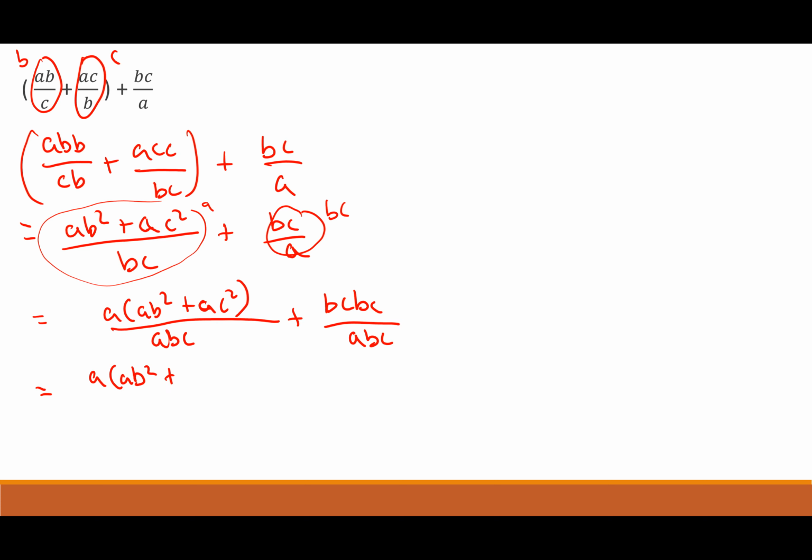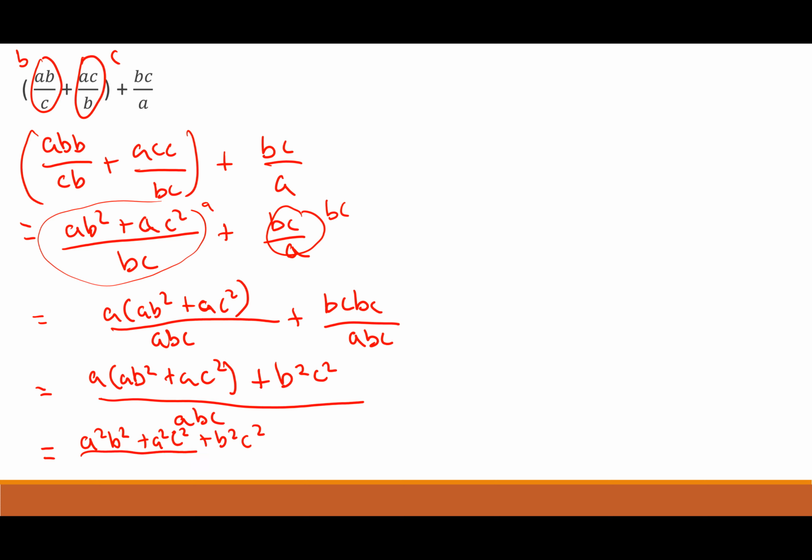AB squared. I would skip stages here, but I think if I did that, it might be confusing what I'm doing, so I'm not going to do that. So B squared, C squared, all over ABC, and then let's expand that out. You're going to have A squared, B squared, plus A squared, C squared, plus B squared, C squared, over ABC.